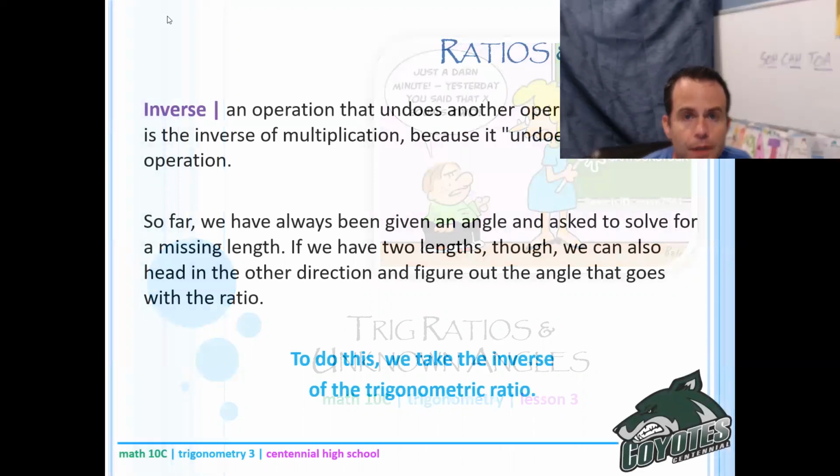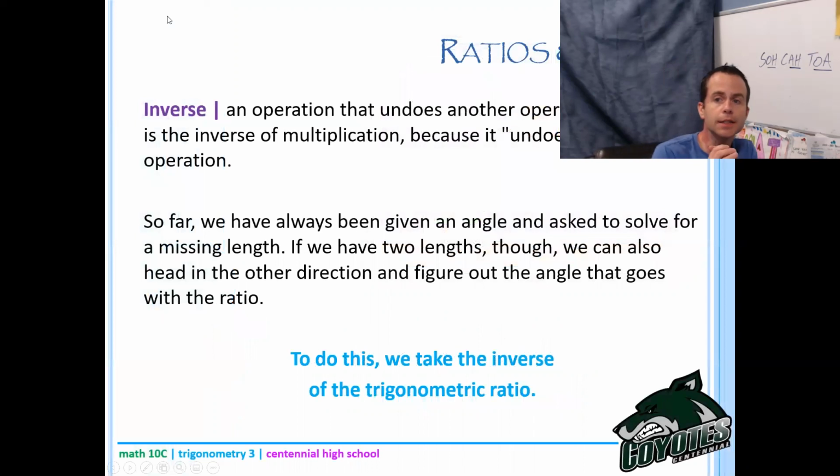So the word inverse. Inverse means an operation that undoes another operation. So for instance, division is the inverse of multiplication because it undoes the operation. So far, we have always been given an angle and asked to solve for a missing length. If we have two lengths, though, we can also head in the other direction and figure out the angle that goes with the ratio. To do this, we take the inverse of the trigonometric ratio.